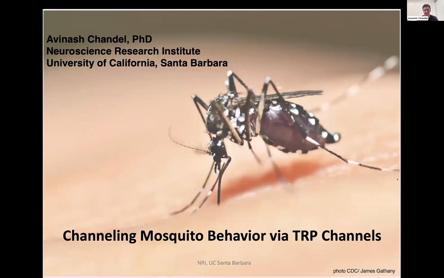Today, I'm going to present my work on this disease vector mosquito, Aedes aegypti. So what we are seeing here is a female Aedes aegypti mosquito that is feeding on human blood, and it needs human blood to reproduce. And during this process, it spreads diseases like dengue, Zika, and yellow fever.